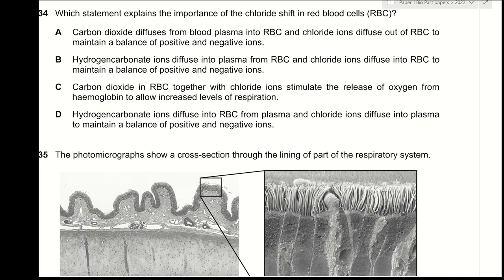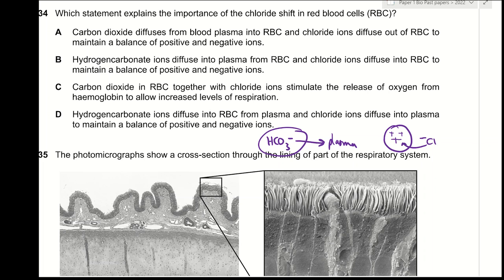Question number 34, which statement explains the importance of the chloride shift in red blood cells? Now, what is the chloride shift? It's new in the syllabus this year. And the chloride shift is basically when carbonic acid dissociates into hydrogen ions and bicarbonate ions. What happens is that the bicarbonate ions leave the red blood cells to the plasma. Then what happens is if that kept happening, then the cell would have an overall positive charge. Thus, we need to balance the electronegativity. We balance the electronegativity by chloride ions, which have a negative charge, entering the red blood cell. This is basically the chloride shift.